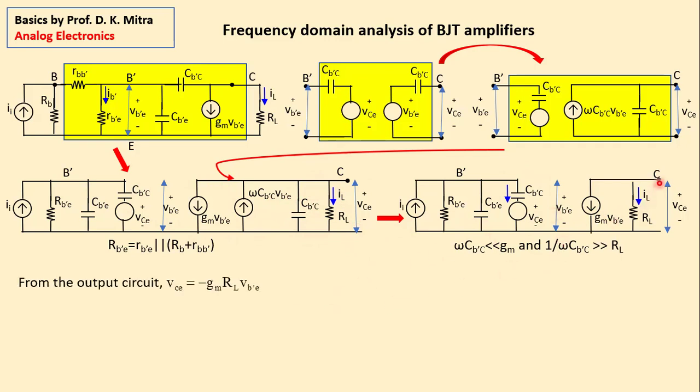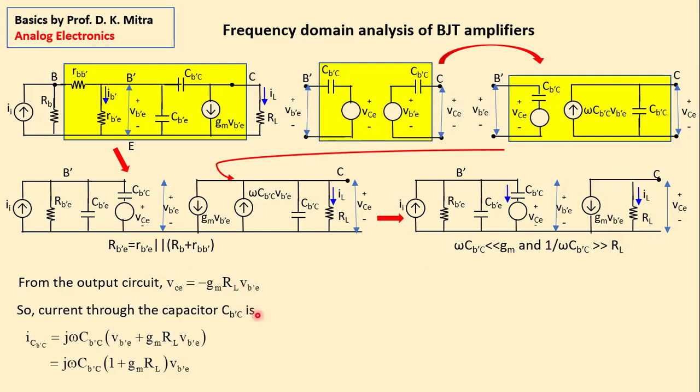Now look at the output. From the output, what we find? VCE, the polarity positive upward, is taken. VCE is the current multiplied by this resistance with a negative sign, because if the current flows in this direction, then this becomes positive, but our conventional polarity is positive upward towards the collector side. So it is minus gm RL VB'E. That means the output potential across the collector emitter is given by this equation, right?